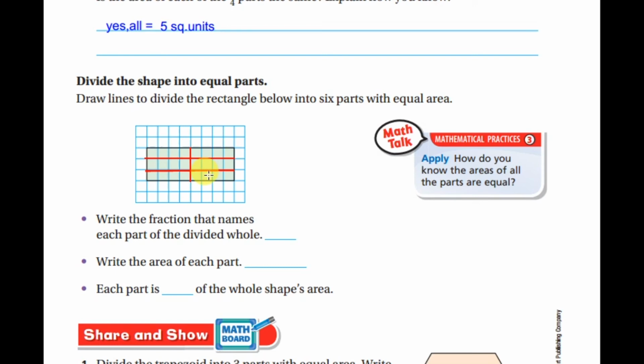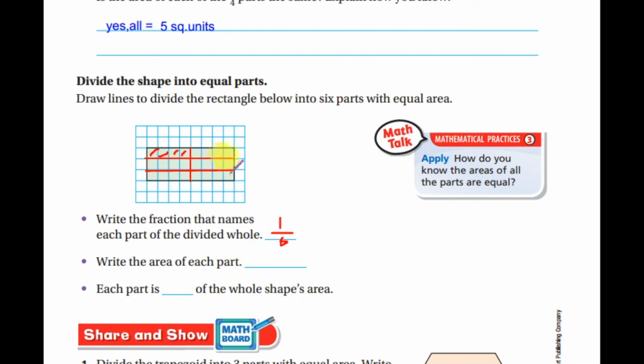Now write the fraction that names each part of the divided whole. So again, the fraction is equal. How many colored parts? Have 1. We can imagine each part is colored like this shape. So 1, each part is equal 1, divided by how many parts in all? It's 6.